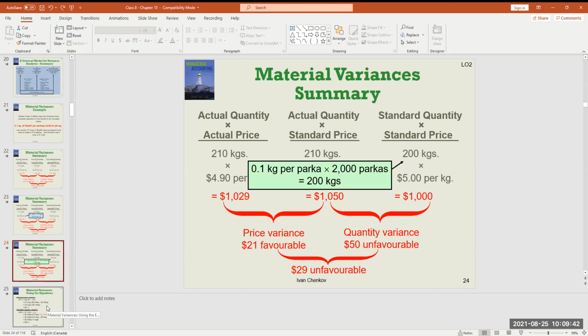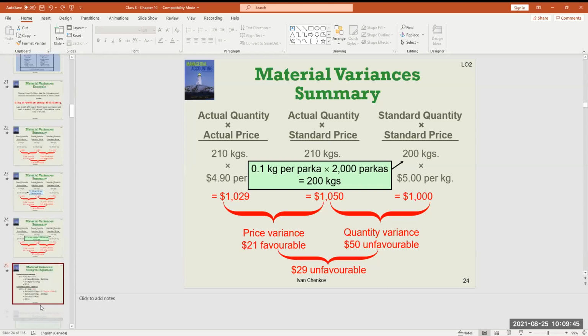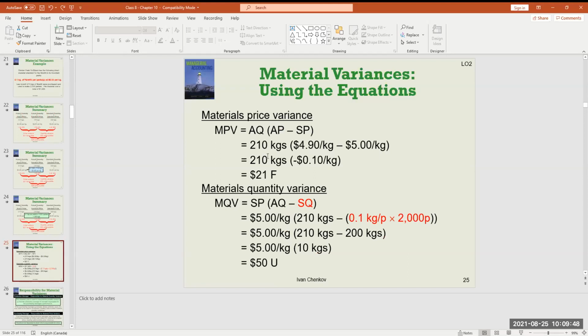If you want to do the same thing, not with the chart but with the formula, you have to do this. You have to get the actual kilograms times the difference between the actual price and standard price. And it's going to give you $21 favorable. The other way to do it, for the material quantity variance, the standard price stays the same and you're playing with the quantity. Now you're getting the actual quantity minus the standard quantity, and you're going to see that you're using 10 kilograms more, and that gives you a $50 unfavorable variance.